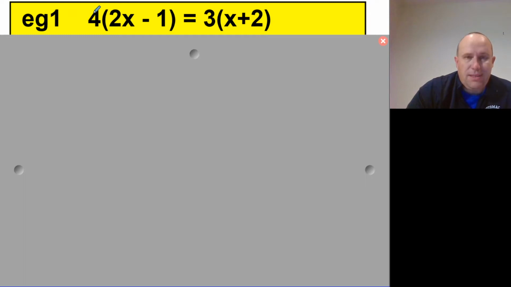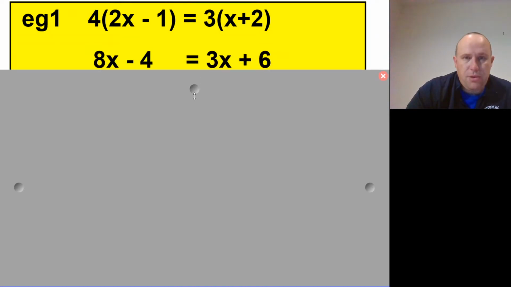So I'm talking about questions like this with 2 sets of parentheses. So 4 times 2x, 4 times negative 1. Make sure you're multiplying both of those two terms. Same on this side, 3 times x, 3 times 2.